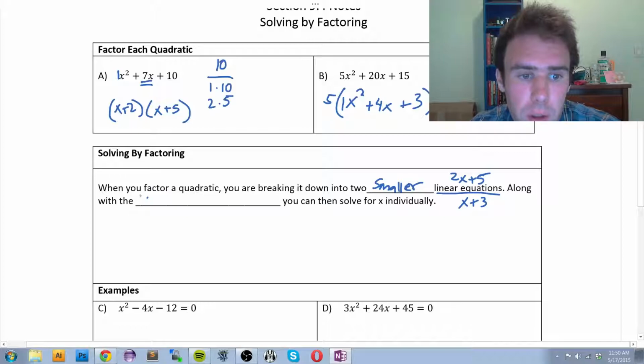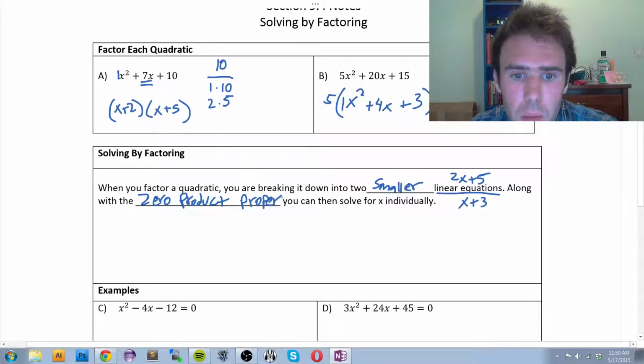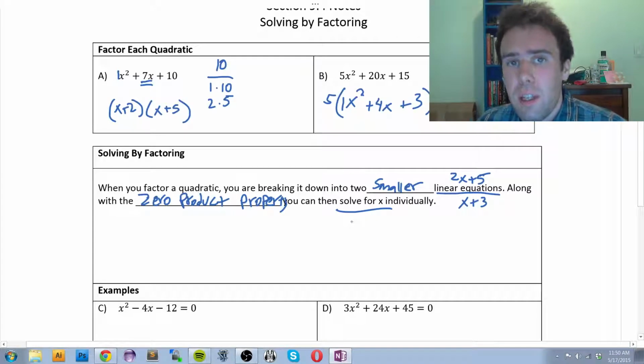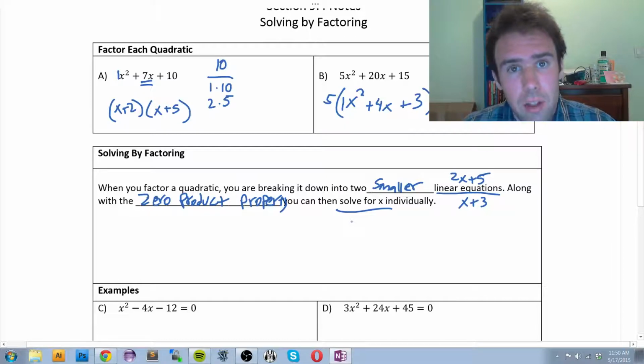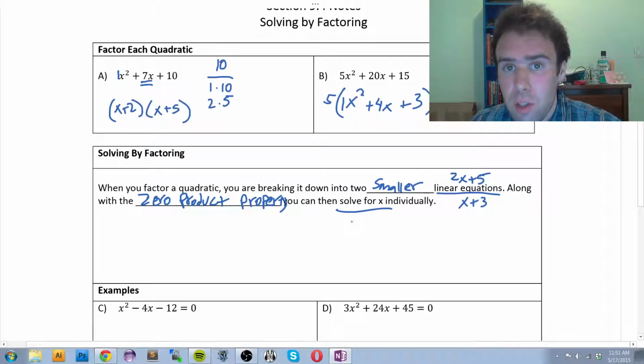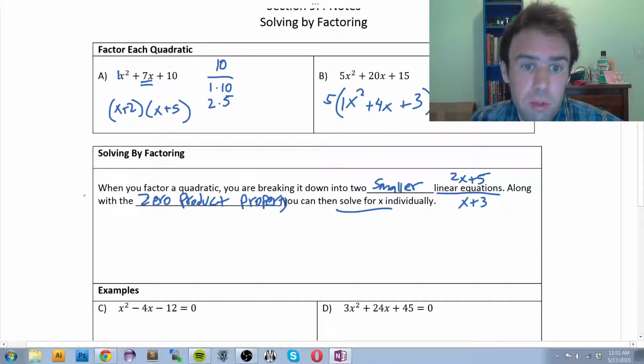Along with, and this is a good vocab word, the zero product property, you can solve for x individually. So while factoring is a technique that we've used before in the past to break apart higher powers, it's actually the follow-up step, the zero product property, which is going to enable us to solve for x. I'll give you a little preview of that.